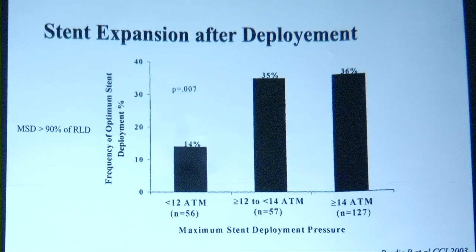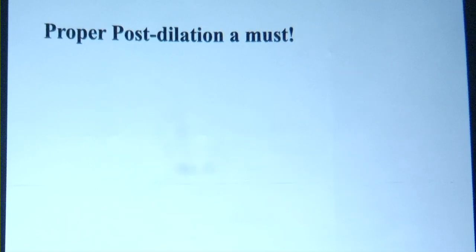So those charts on the box are absolutely useless, misleading, and should probably never be used. If you underinflate the stent, less than 12 atmospheres, 85% of the time, you have not achieved your size. And so post-dilatation and post-imaging is an absolute must.